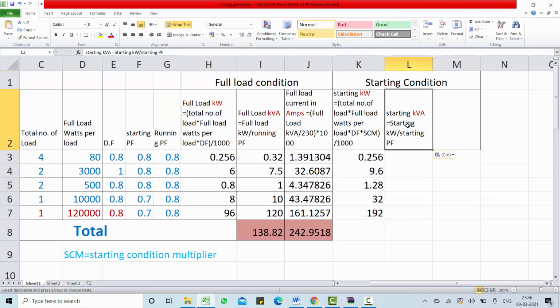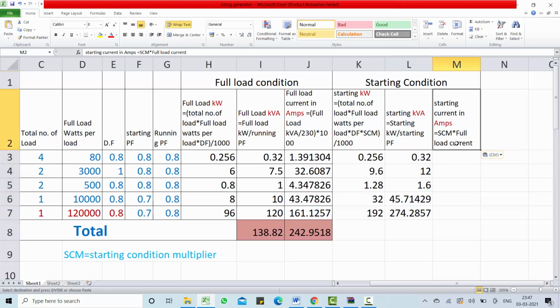Now calculate the starting kVA, which is the same as the full load kVA, except that the starting condition power factor must be used with the starting condition kilowatt value. This is the starting power factor. Look at the last two. The motor starting power factor differs from the running power factor. Similarly, calculate the rest of the values.